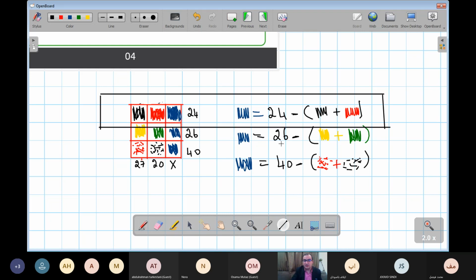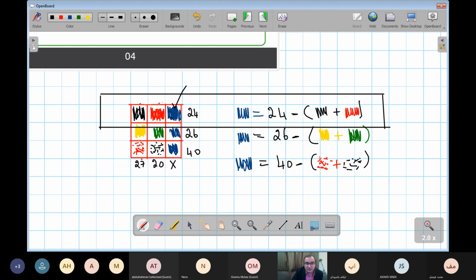Okay? This part. I know that the sum of the black one, plus the red one, plus the blue one must be equal to 24. But I don't know the value of what? Of the red one, or blue one, or the black one. If you want to calculate any one of them, this one or this one or this one, let's choose one of them. I choose this one because I want to calculate X.